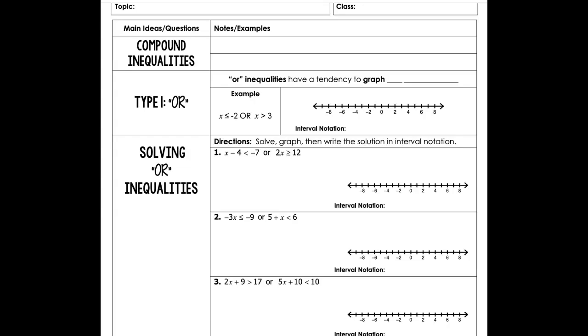Alright, so this next piece we are going to look at is compound inequalities. Compound inequalities are going to be two or more inequalities that are joined with either "and" or "or." And the "or" inequalities will usually be graphed apart.